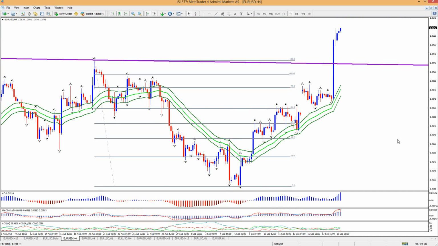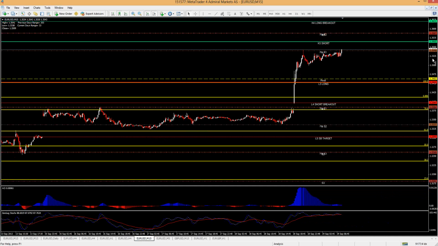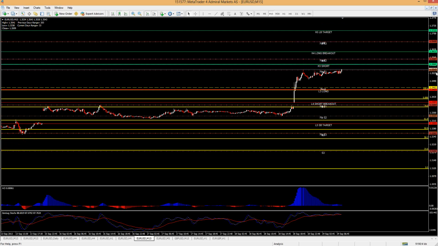So let's take a look at our pivot point indicator here. We got an H3 short at 135.65. The H4, wow, that's way at 136.20. That's not so useful information because, wow, it's really far away from here. That's because of the volatility of yesterday.